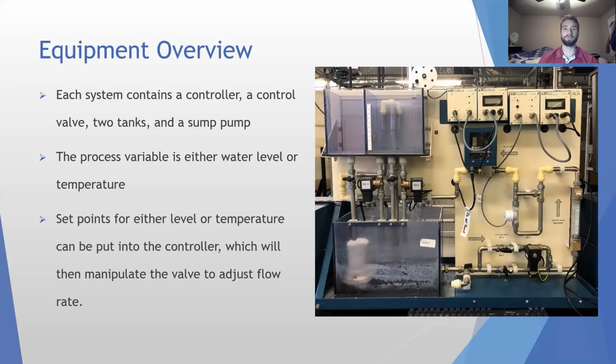In the level experiment, you're going to be changing the flow rate to adjust the water level on the top tank. In the heat exchanger version of the experiment, you're going to be adjusting flow rate into the heat exchanger and measuring the temperature of the exit stream of the heat exchanger. And which version of the lab you do will be dependent on whether or not your equipment is going to be working for that day.